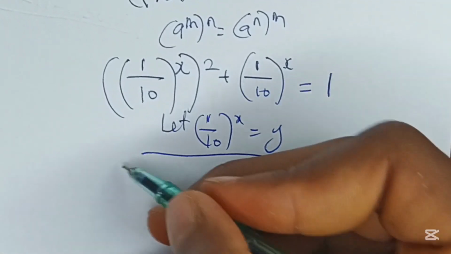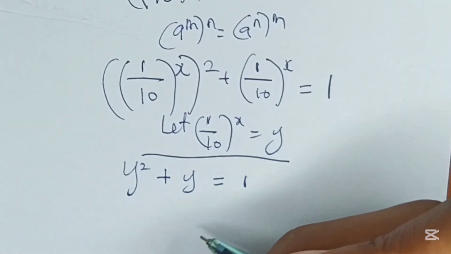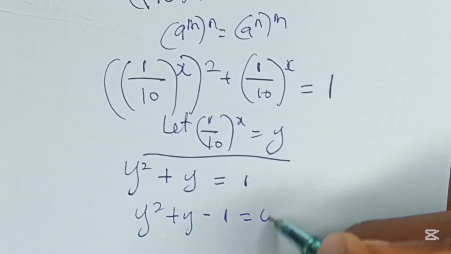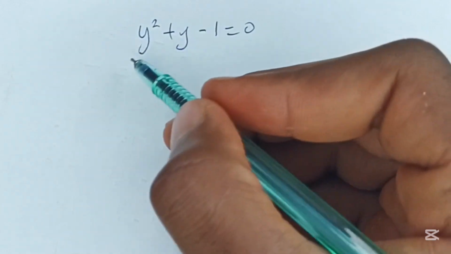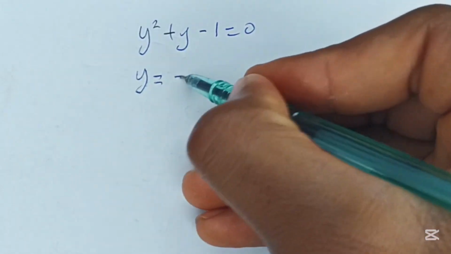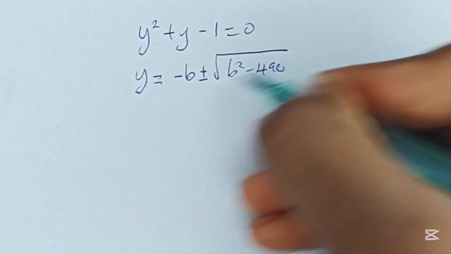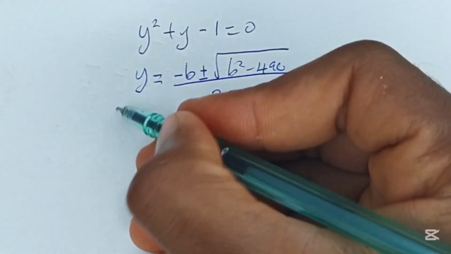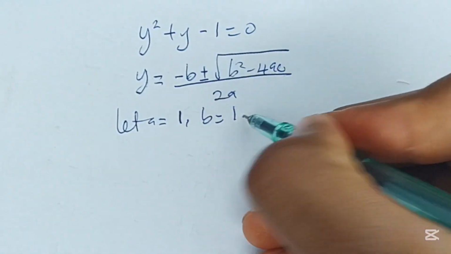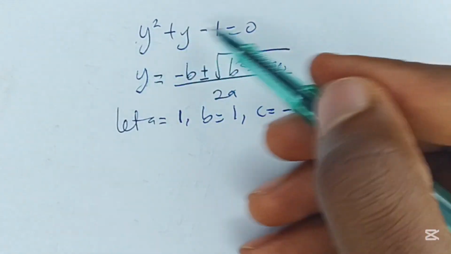So we're going to have y squared plus y is equal to 1, implying that y squared plus y minus 1 is equal to 0. Moving on, we can now solve this using the quadratic formula that states that y will be equal to minus b plus or minus square root of b squared minus 4ac all over 2a. We say let a be equal to 1, b be equal to 1, c be equal to negative 1. Okay, so this is a, b, c here.